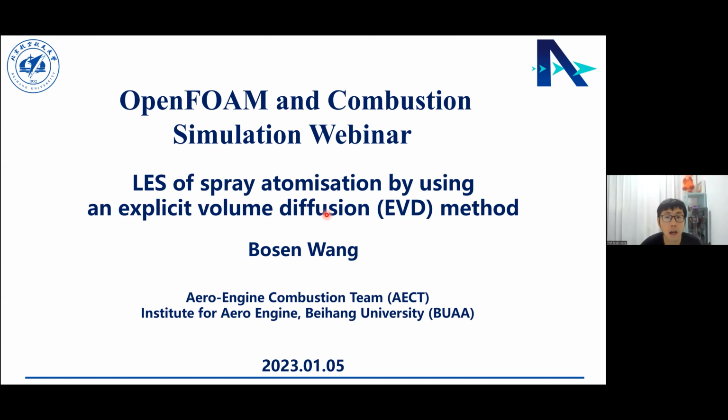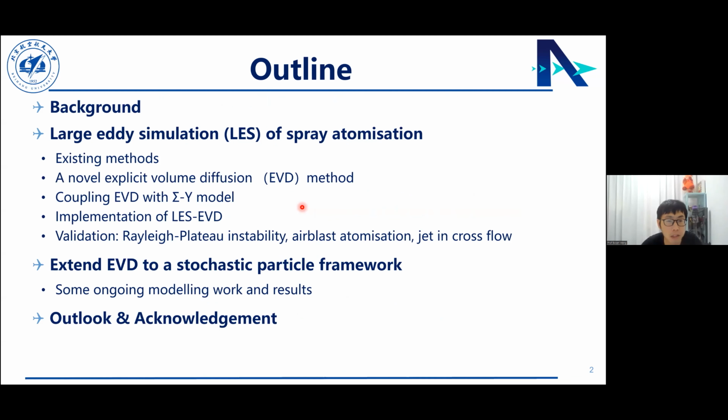The outline is here. First is the background, and second, I will talk about the existing methods for spray atomization, and then I will give an initiative method. The name is a novel explicit volume diffusion method, and continuing, I will couple the EVD with the sigma-Y model, and then I will talk about the implementation of the LES-EVD and the validation.